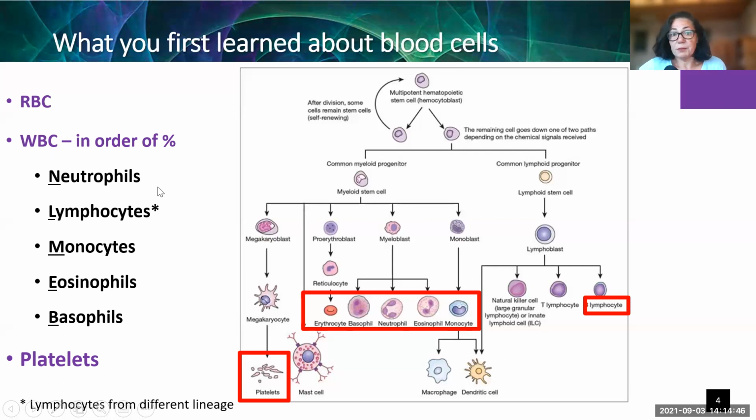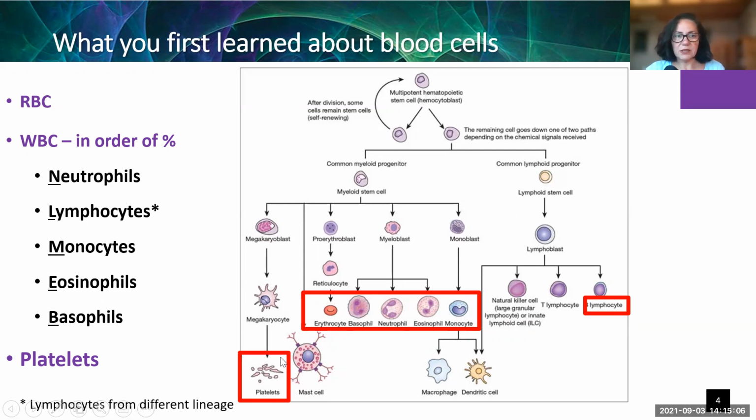That's helpful for remembering the names. However, there's something a little bit funny. You can see this asterisk here. Lymphocytes are way over here, because lymphocytes, they are white blood cells, but they come from a slightly different source.